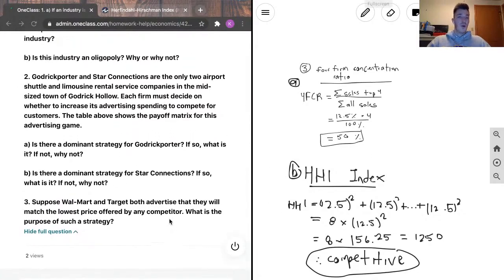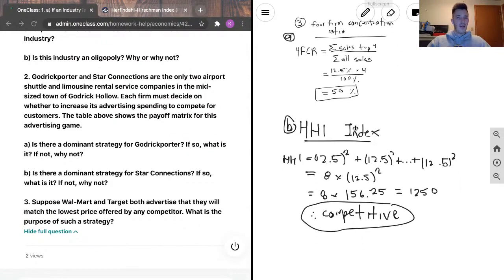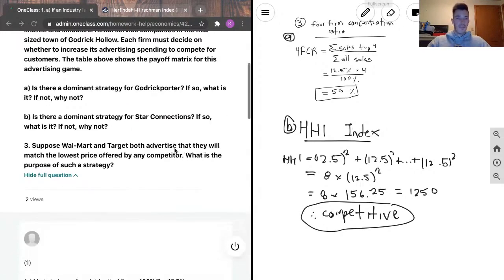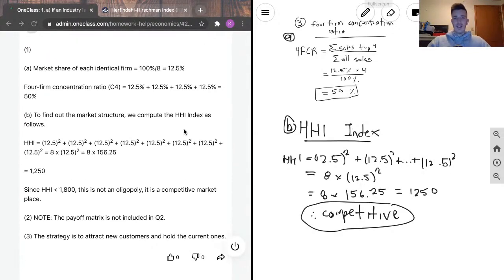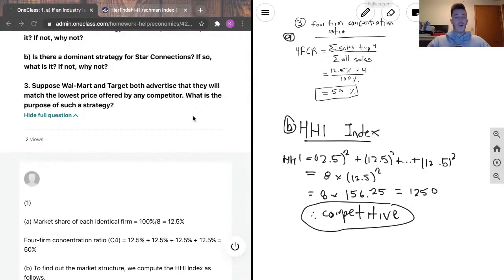Question 3: suppose Walmart and Target both advertise that they will match the lowest price offered by any competitor. What is the purpose of such a strategy? And our junior tutor has nailed it exactly. The strategy of that is to attract new customers and hold the current ones.